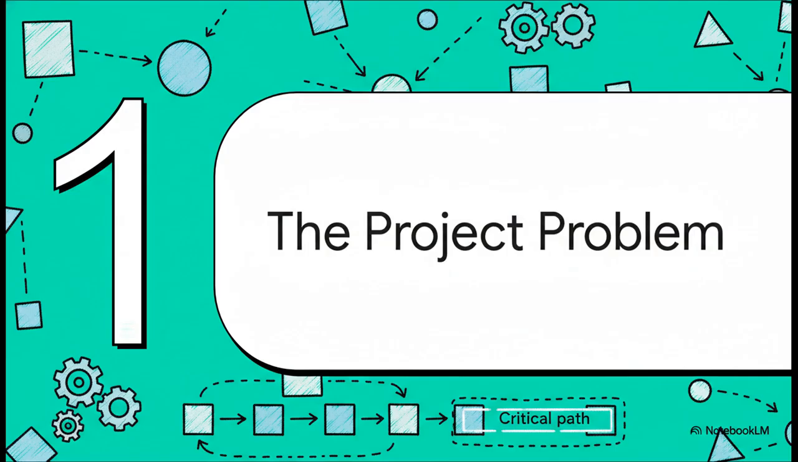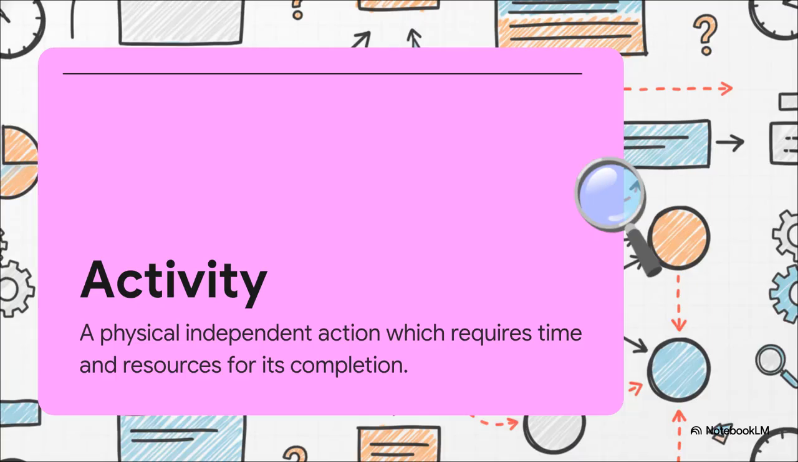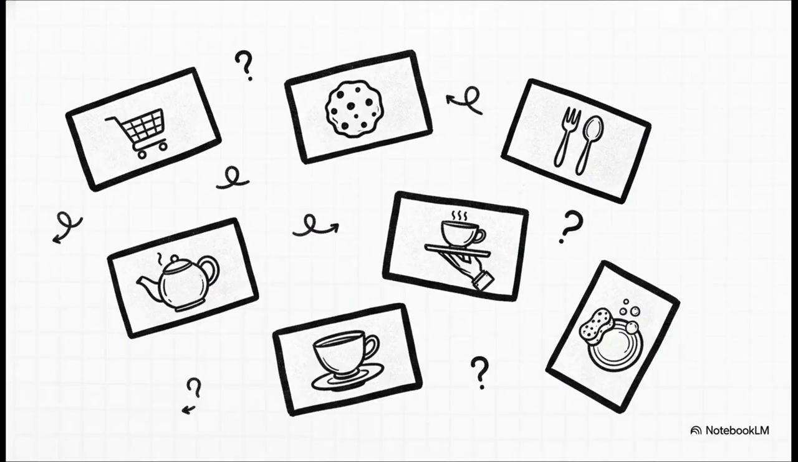Well, the first step is always to break it down. We've got to look at its smallest, most basic pieces. The fundamental building block of any project is what we call an activity. Just think of it as one single separate action. So for our tea party, an activity isn't something vague like get ready. No, it's way more specific than that. We've got things like procure materials, prepare snacks, and set the table. This gives us a nice list, which is a great start, but it's missing something absolutely critical. It doesn't tell us the order of things.